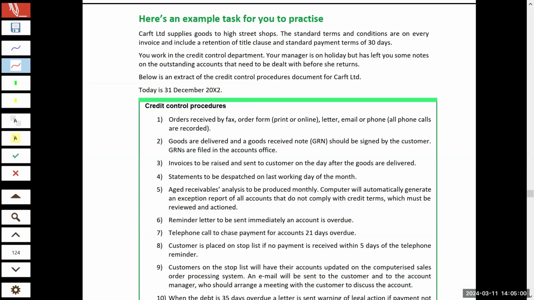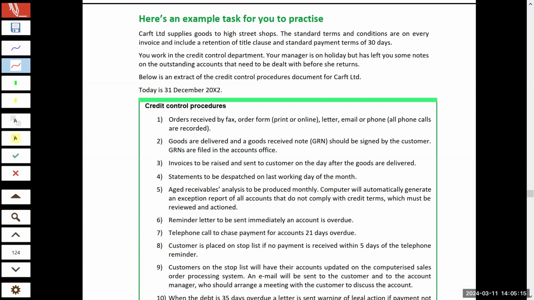Welcome to this credit and debt management revision session. In this session, we're going to be taking a look at task 6, which is the final task in this exam. Now, we'll have a quick chat about what you can expect before we jump straight into this, okay?